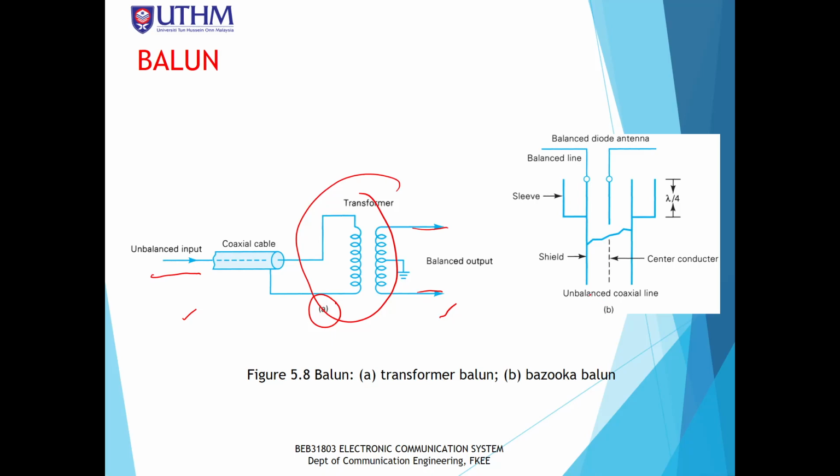Another one is the bazooka balun, which is picture B, to connect the unbalanced coaxial line from the input to the balanced transmission line, the two-wire output. So we use the bazooka balun over here. Of course it has a specific dimension based on the required frequencies. The design of the balun varies depending on the application and also the frequencies that we use.